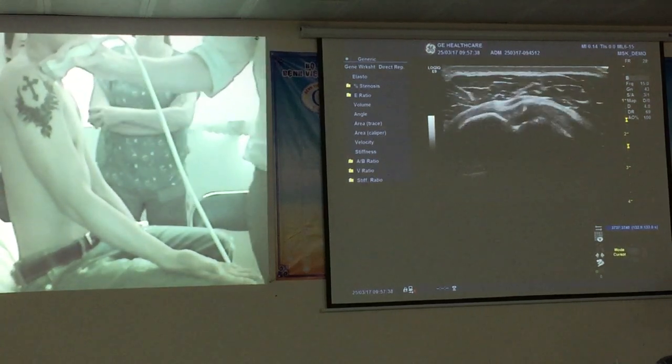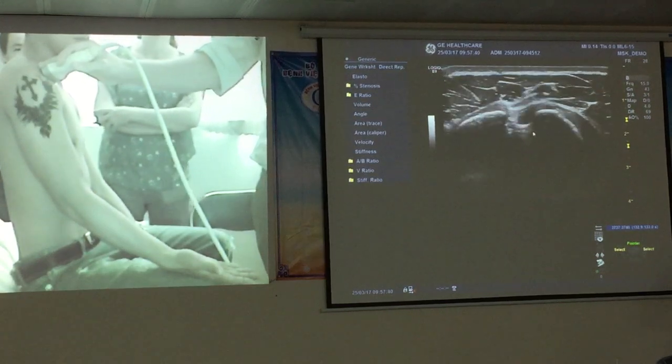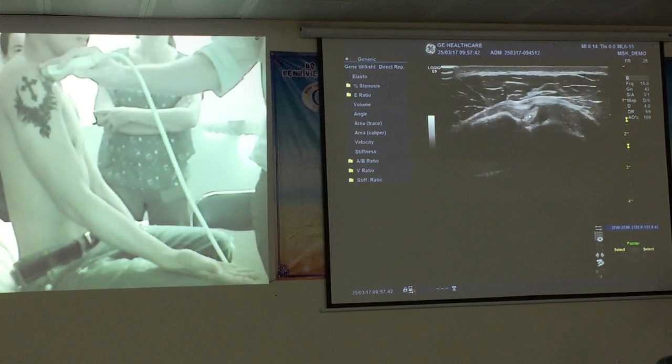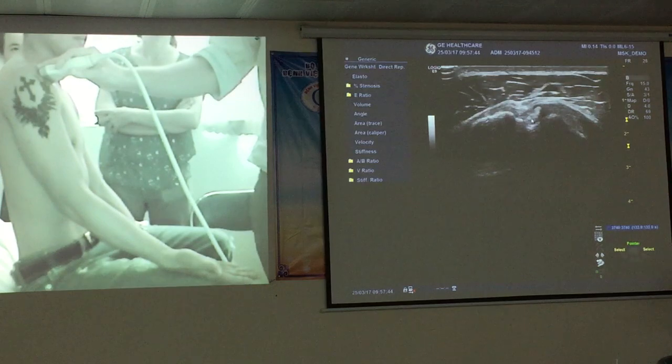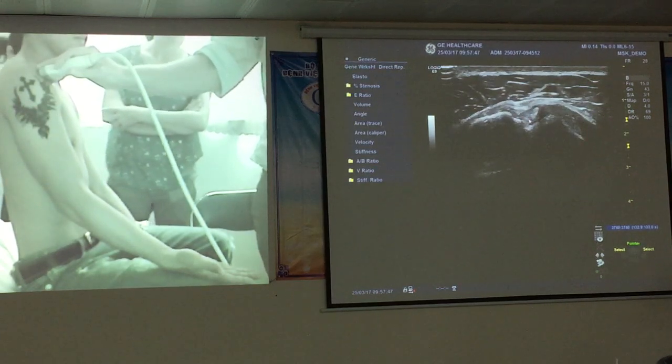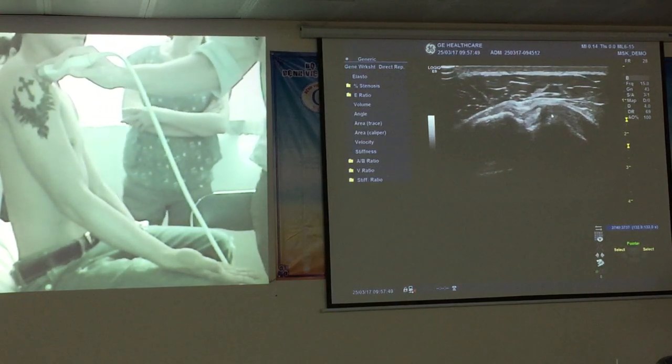So you can see up on the screen here, immediately we have the long head of biceps in the short axis. This is the bicipital groove.